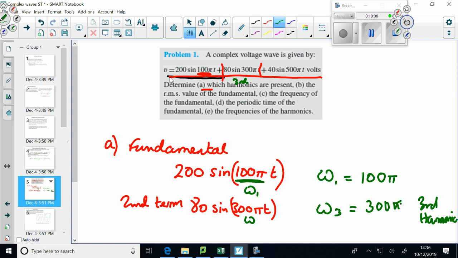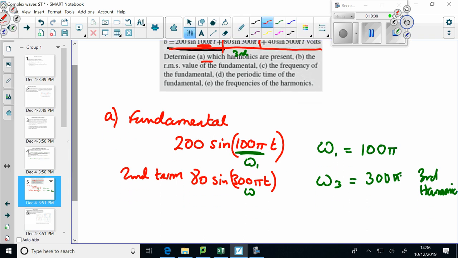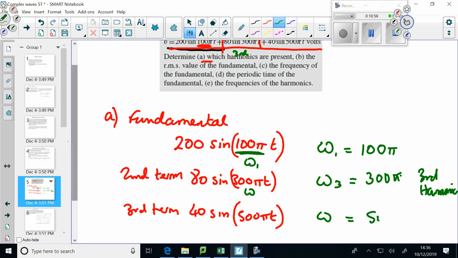Alright, so the third term in the waveform is 40 sine 500 pi t. Omega here is 500 pi. How many times bigger than omega 1 is it? So that's the fifth harmonic. We call that omega 3, and I call that omega 5. So it's a waveform with a fundamental and only odd harmonics up to the fifth.